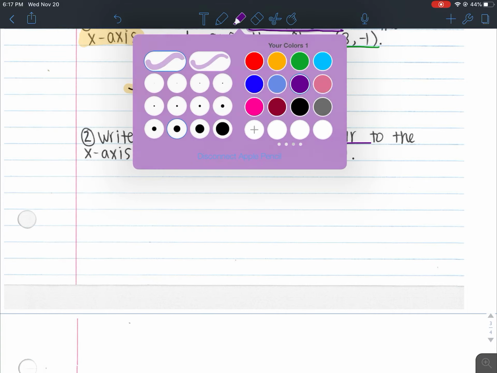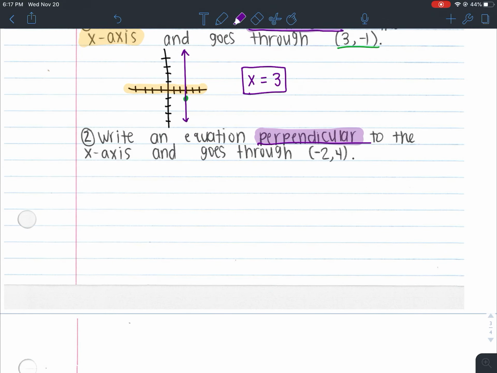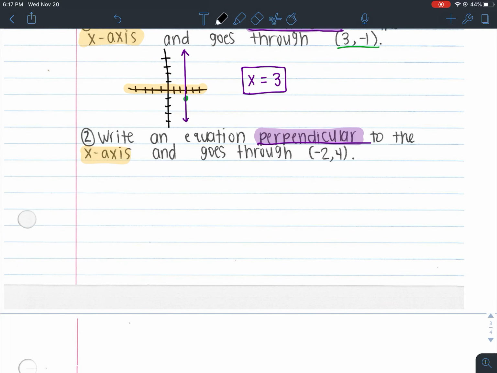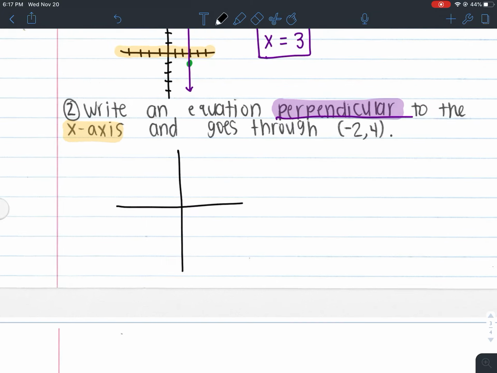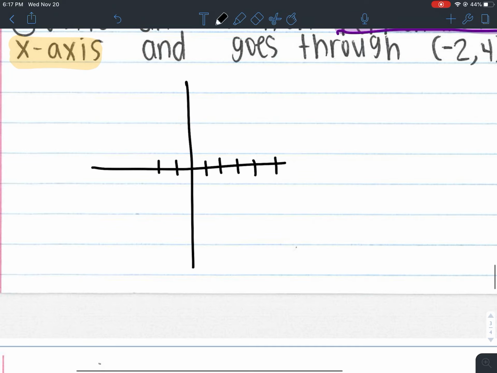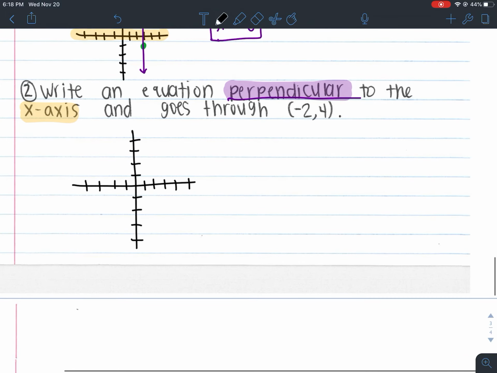Again, I see the word perpendicular, which means I know it has to cross something. And it says the x-axis, which helps me by saying, oh, let me go ahead and draw a picture so I can visualize this a little bit better. Now, don't forget that you're not being asked to graph. You're doing this to help yourself. The key thing in here is being able to write the equation. So if all you do is graph, you haven't really answered the question.